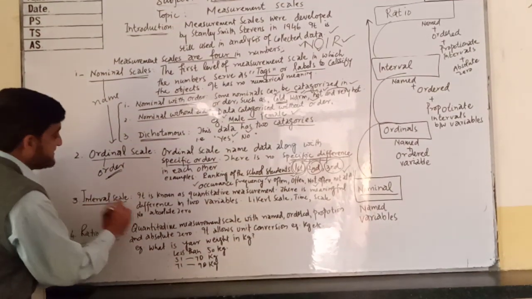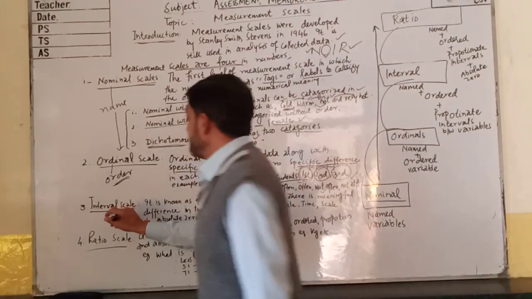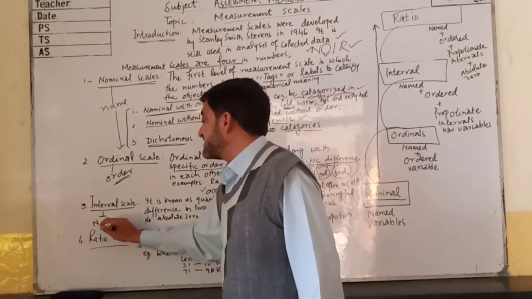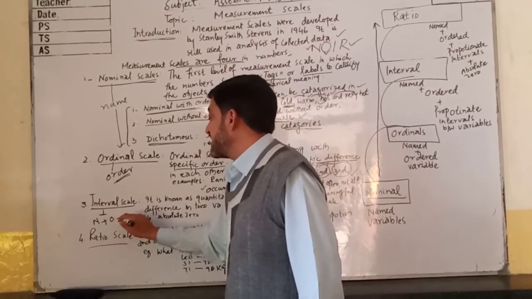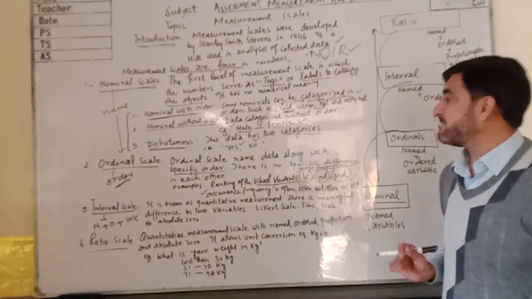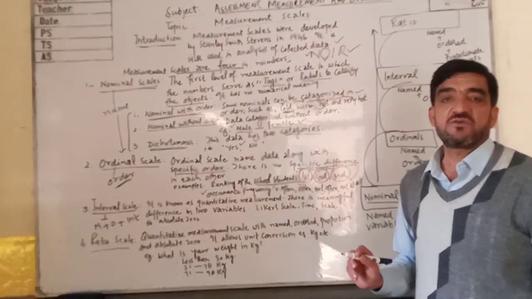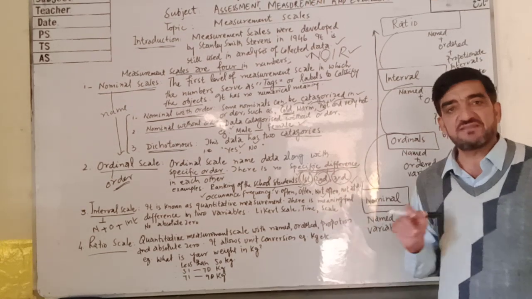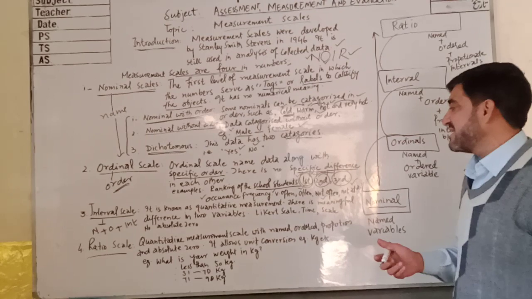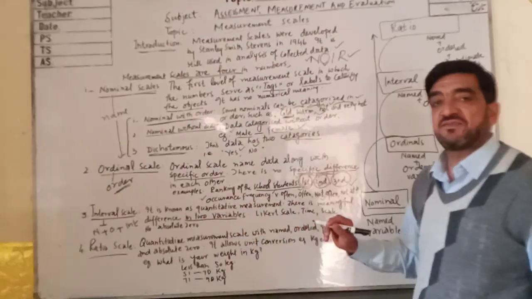Then the third one is called interval. Interval scale, if we study, interval means the difference. So it means that there is name, there is order, but there is interval as well. Interval means there is a proper difference. It is known as quantitative measurement. Quantitative measurement is the type of measurement which consists of numerical data, 1, 2, 3. There is a meaningful difference between two variables.